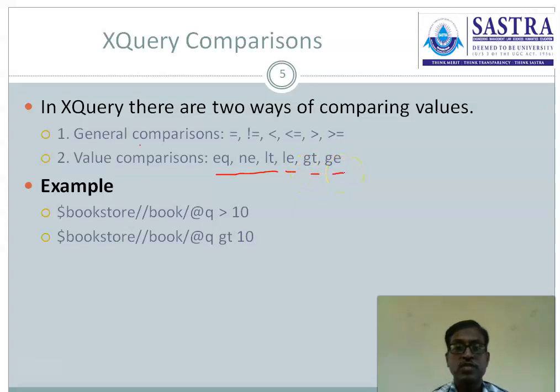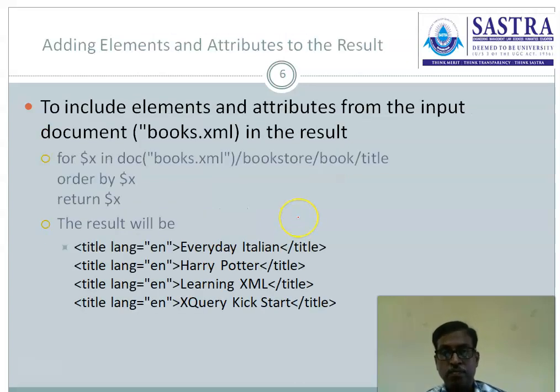We can use symbolic names for the comparison of values. Example is given here: bookstore, book, $Q greater than 10. Symbol used, comparison operator used, symbolic constant used here: $Q GT 10. Either you can use operators or symbolic constants for XQuery comparison.